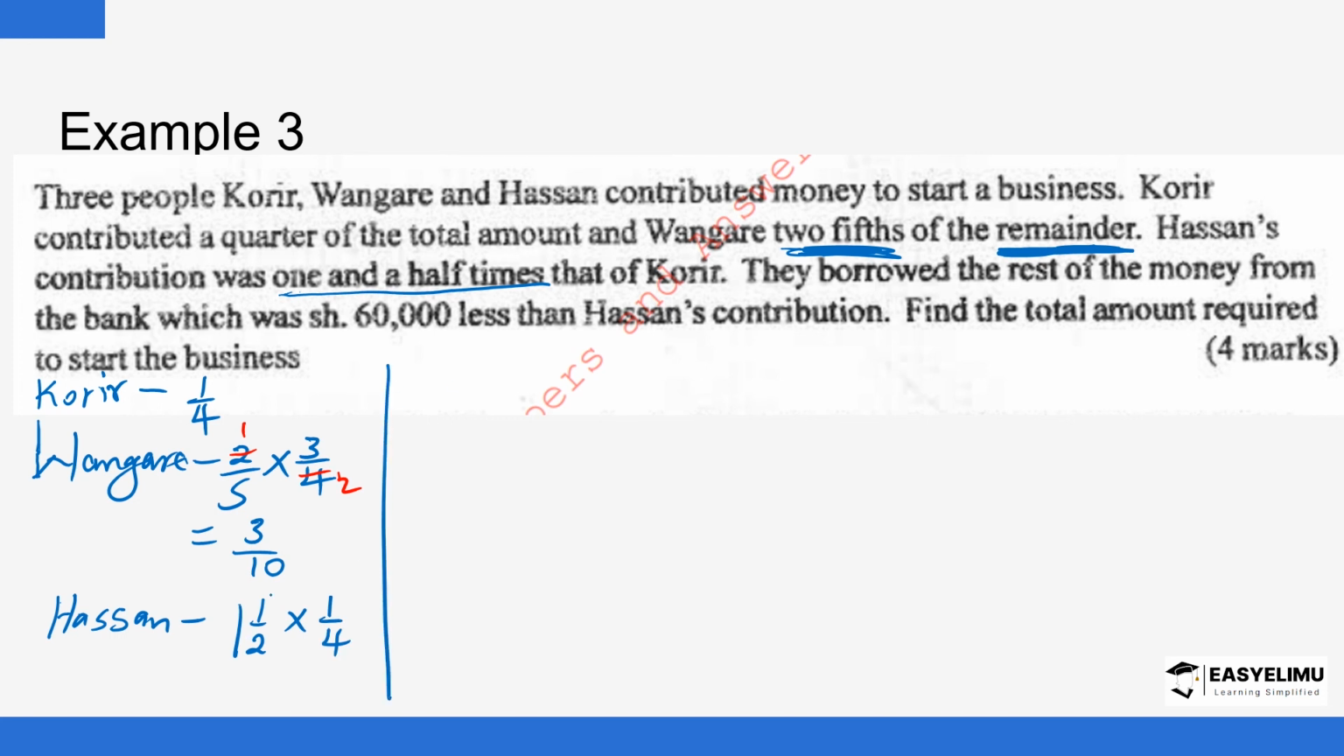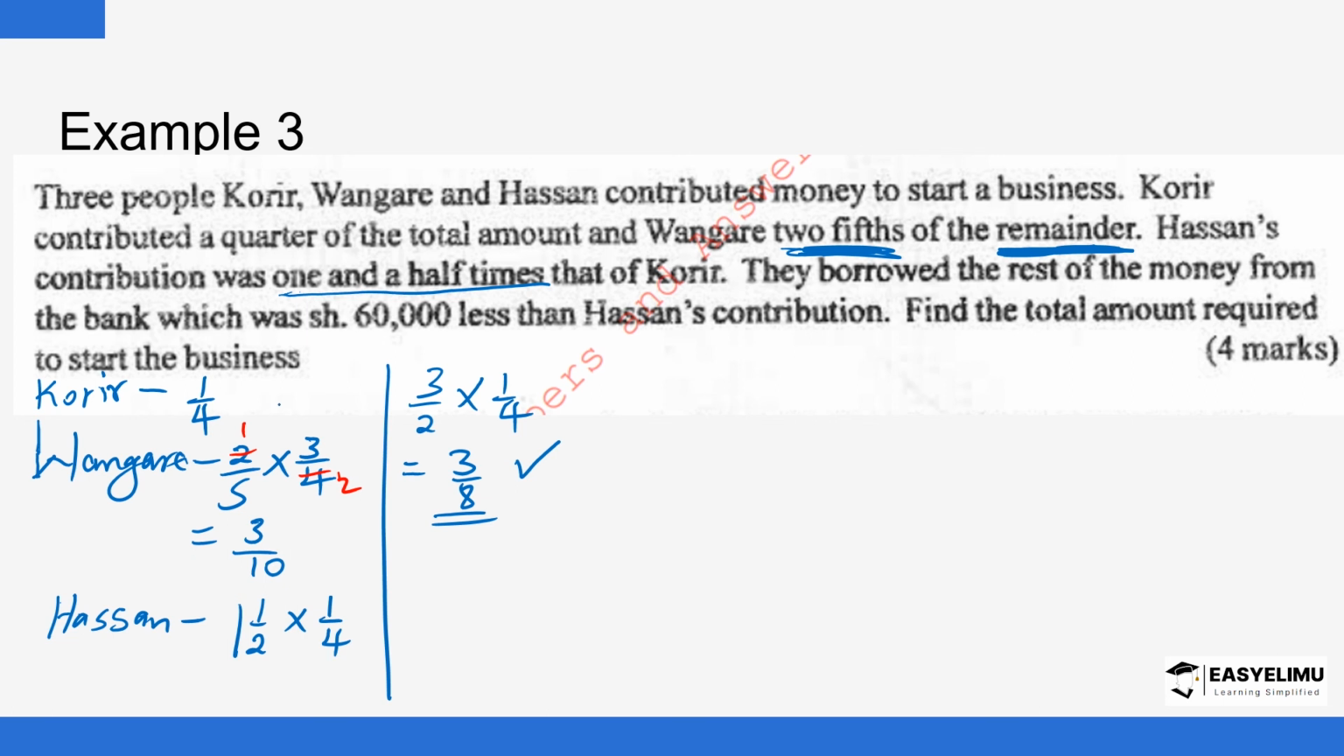So this 1.5 you can change it to an improper fraction, 2 by 1 plus 1. So 2 by 1 is 2 plus 1 is 3. So this is 3 over 2 times 1 over 4. So you simply multiply 3 by 1 is 3 and 2 by 4 is 8. So Hassan's contribution is 3 over 8. So 1.5 times that of Korir is equivalent to 3 over 8.